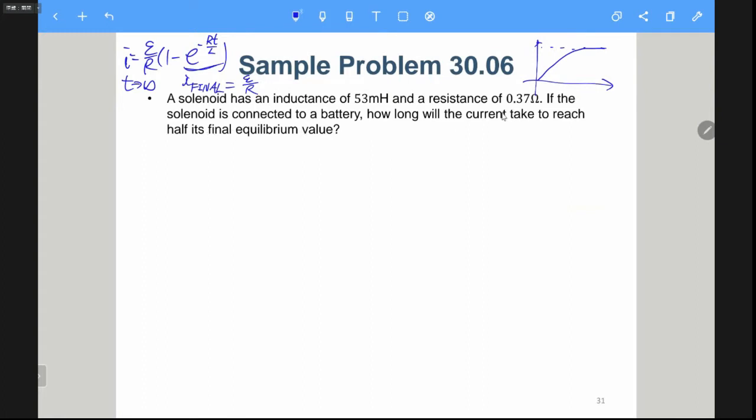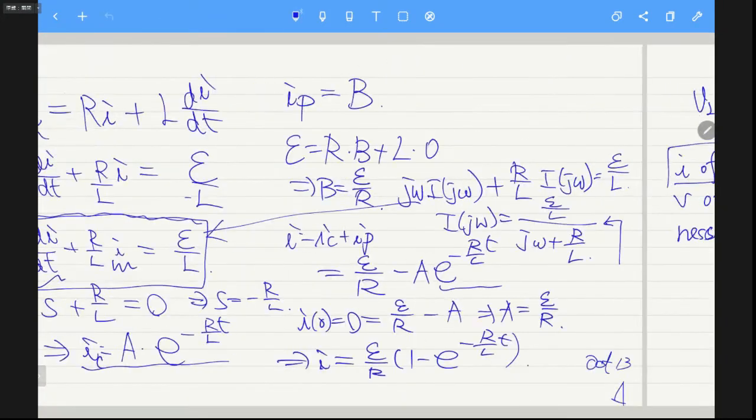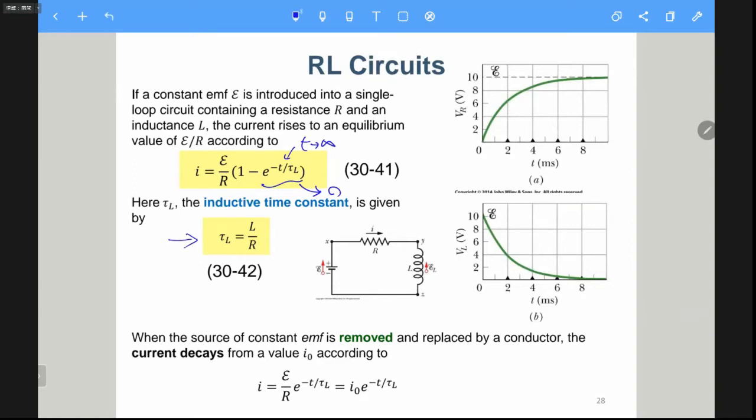If it asks how long the current takes to reach half its equilibrium value, which means I equals half of this term, half of E over R. For the RL circuit, we know that the time constant tau L is L over R. When t equals tau L, then it is 1 minus e to the minus 1, something like that.